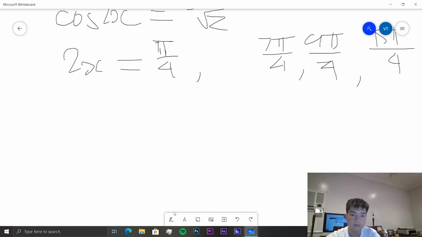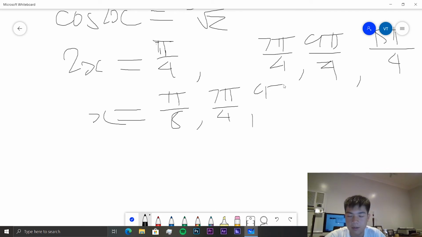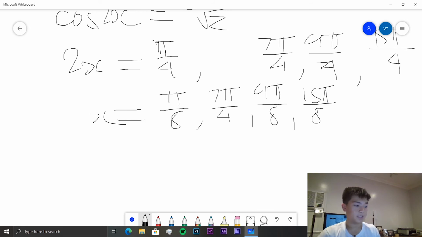So the possible values for x are then pi over 8, 7 pi over 8, 9 pi over 8, and 15 pi over 8. So yeah, those are our 4 values. Next.